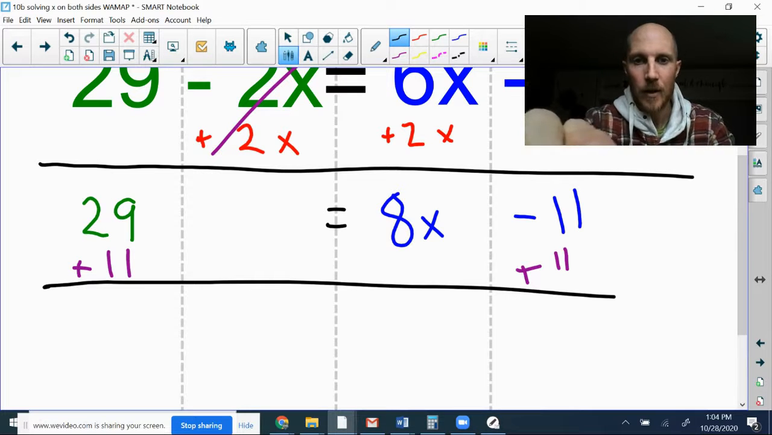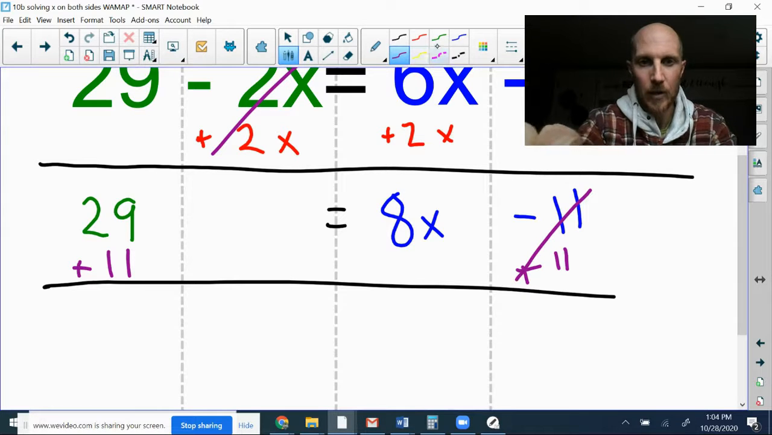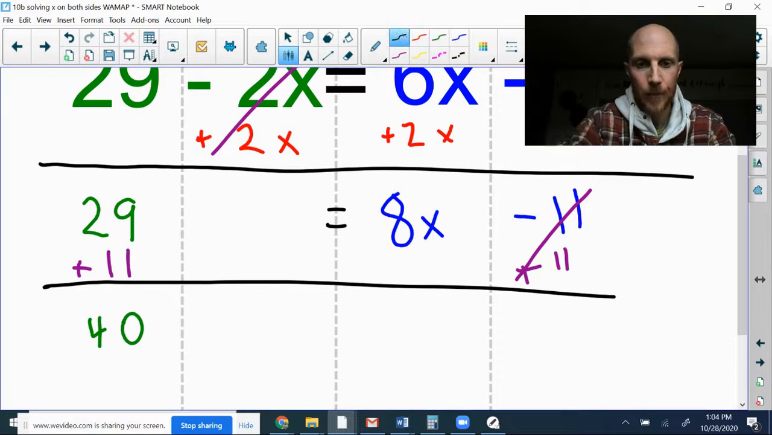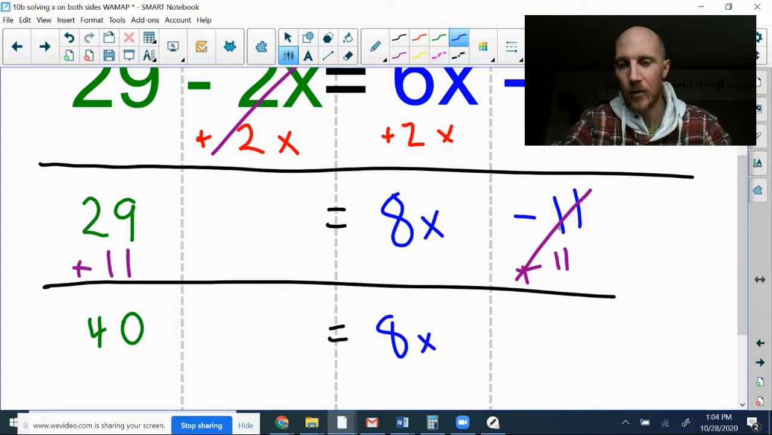Next line. I know that the negative 11 and positive 11 are going to cancel. I'll write that down ahead of time. And then over here, I got 29 plus 11. That's going to give me 40. Equal sign comes straight down. 8x is unchanged. And in that last column of constants, there's nothing. I could write a 0, but I don't think that's going to be helpful. So I'll just leave it blank.